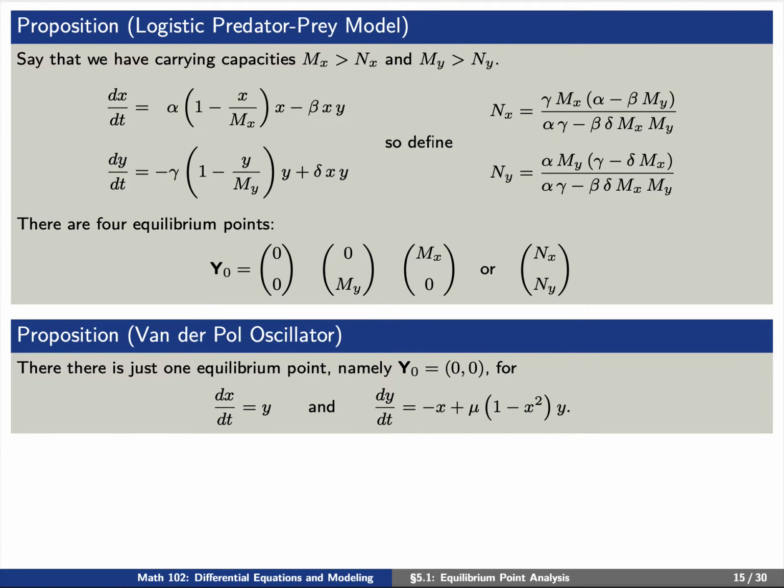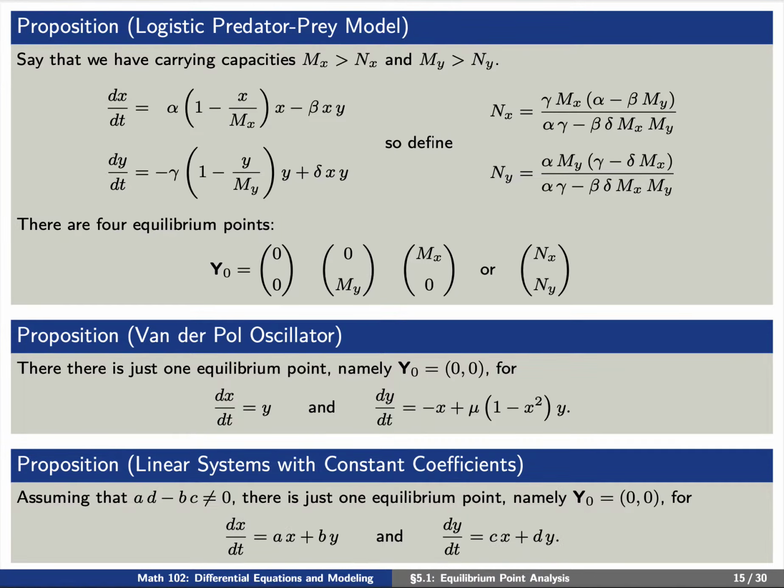Next, we consider the van der Pol oscillator. Recall that this is a differential equation we find by attempting to model the rhythm of the heart in terms of its electrical impulses. In this case, we have a differential equation in the form dx/dt equals y and dy/dt equals negative x plus mu times (1 minus x squared) times y. We found that there is just one equilibrium point, namely the origin.